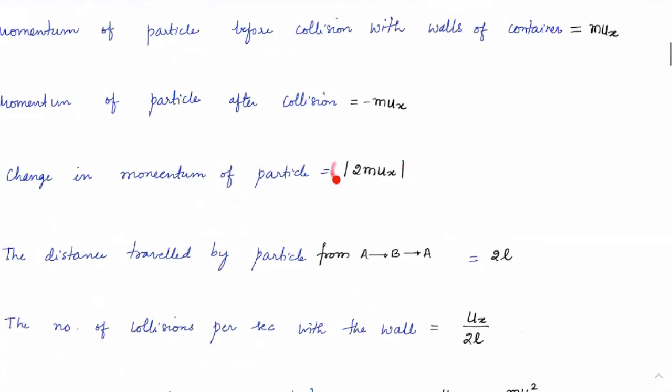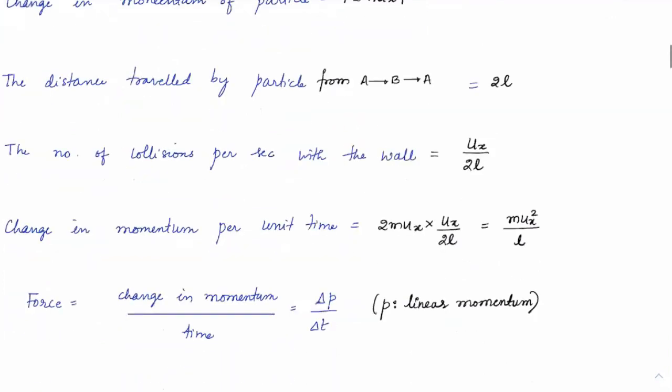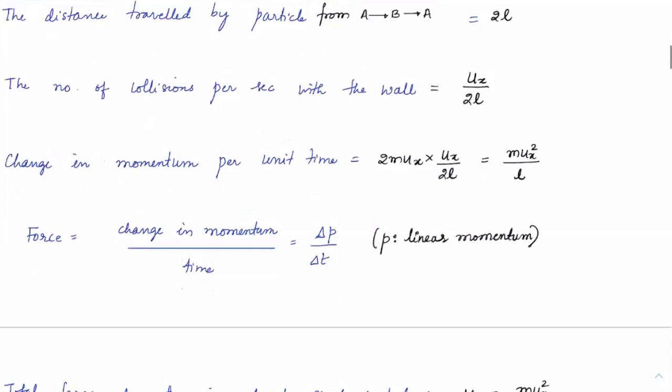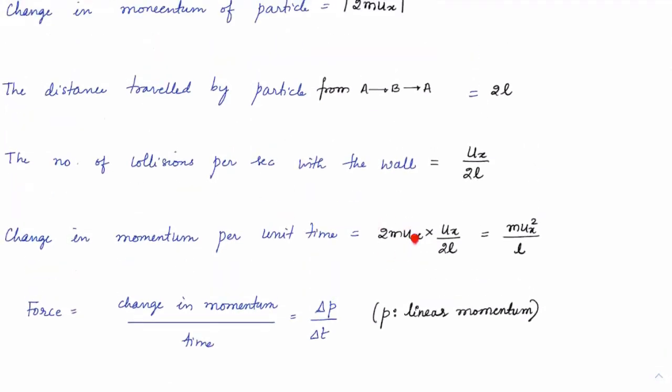This is the change in momentum. Change in momentum per unit time will give us force. So change in momentum ΔP by ΔT: the change in momentum we have already calculated, 2mux, per time, gives us the force. So mux² by L is the force applied by that particle.